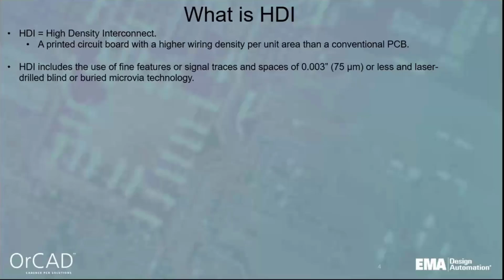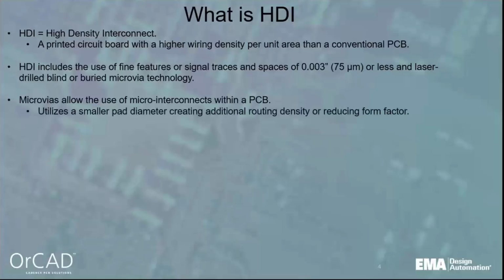and you're going to be seeing things with laser drilled blind and buried via micro technology that's going to be available to you. And micro vias are going to allow us to use micro interconnects within the PCB, which is going to free up a lot of routing channels to be able to interconnect all the BGAs together. You're going to be able to use smaller diameter pad sizes, creating additional routing density. And you're also going to have extensive applications when you're using HDI.